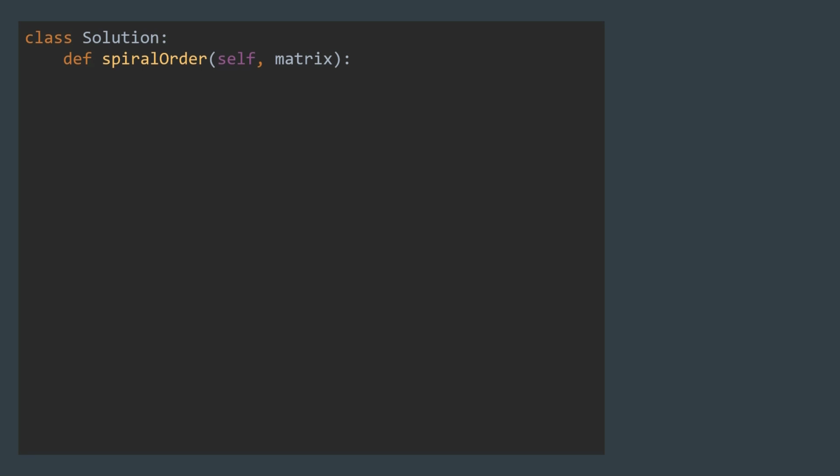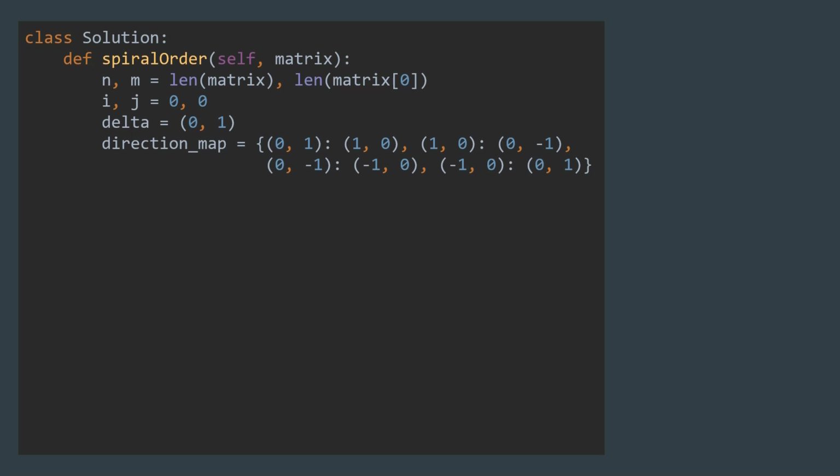Let's try to implement this solution. We have as parameter a matrix, and we store its dimensions in two variables, n and m. We start at the top left cell, so i and j start at 0, 0. And initially we go to the right, so the initial delta is 0, 1. Then, we need the map from which we can extract the next direction. Right maps to down, down maps to left, left maps to up, and up maps to right. We also need an array traversal to store elements we traverse. It's the array that will be returned as output. We start by putting the value of the top left cell in it, matrix of i j, and we set it to null to know that it's visited.